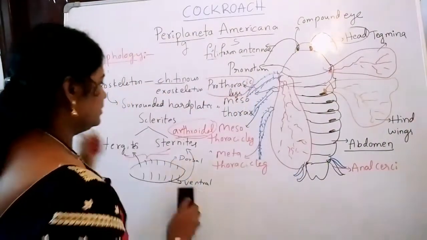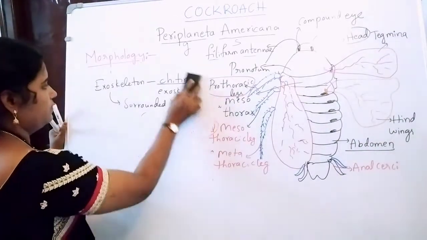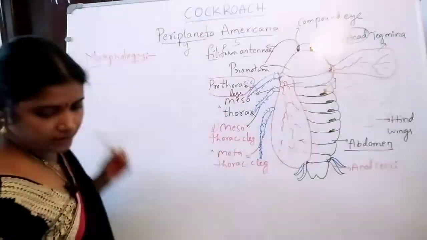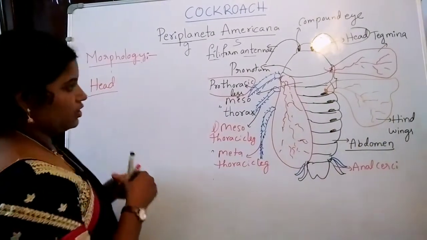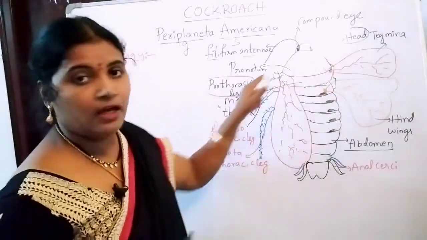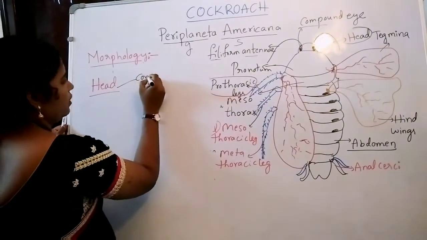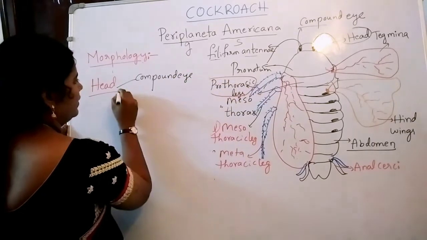Okay, body divisions are here. Take the screenshot. So next, body divisions. First we'll see the head portion. What are the structures connected to the head? The head contains the compound eye and antenna.